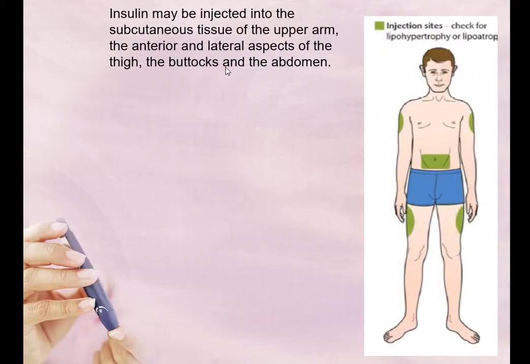Insulin may be injected into the subcutaneous tissue of the upper arm, the anterior and lateral aspect of the thigh, the buttocks, and the abdomen. These are the sites for the injection of insulin: either in the upper arm, or the anterior or lateral aspect of the thigh, or in the buttock, or in the lower abdomen. This is a subcutaneous site for injection of the insulin.